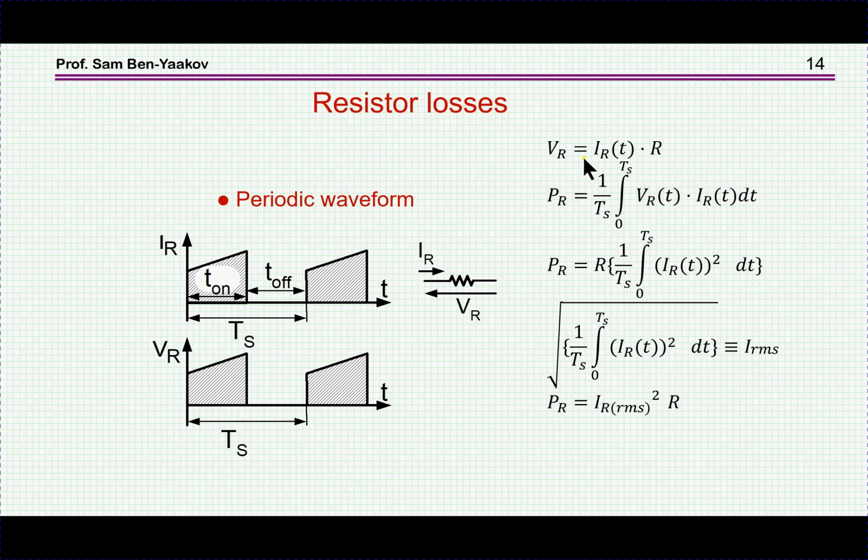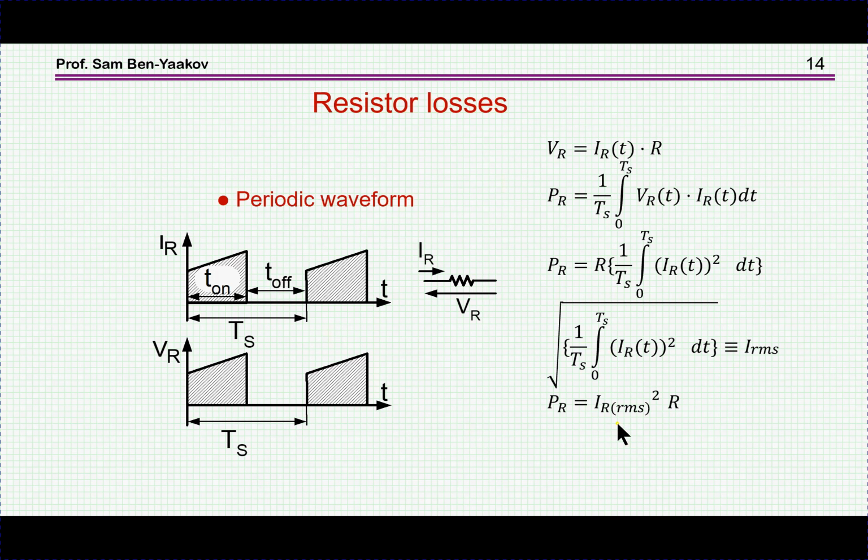So we start off with Ohm's law, and then the power is the product of voltage times current, and then the integral over a certain time. And then since V is I times R, I can replace it and I get I squared. And then this is in fact the power, R times this integral. And then if I take the square root of this part here, which is defined as the RMS current, this would be like the equivalent DC current that will cause the same power loss in the transistor as the original waveform.